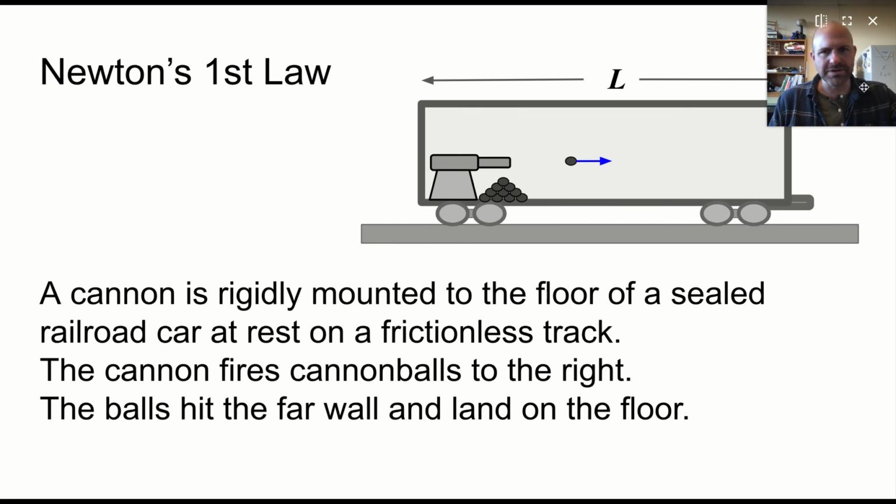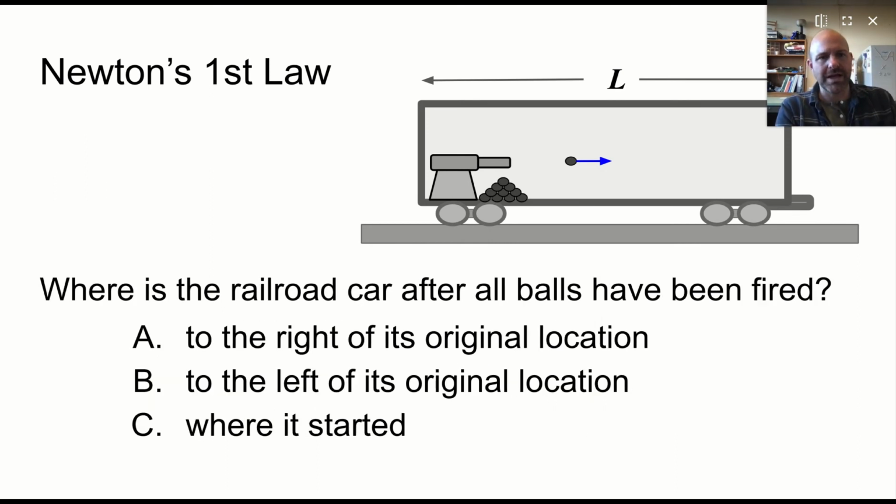So here's an interesting result. A cannon is rigidly mounted to the floor of a sealed railroad car at rest on a frictionless track. The cannon fires cannonballs to the right. The balls hit the wall and land on the floor. So they go across, hit, and fall down. So there's lots going on here, but where's the railroad car after the balls have all been fired?